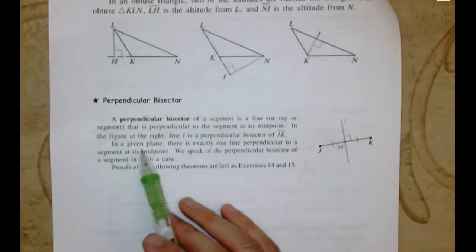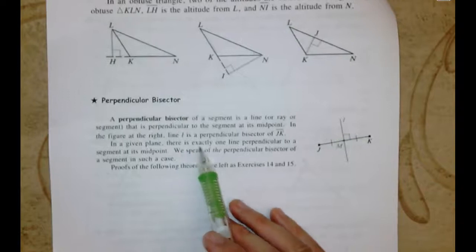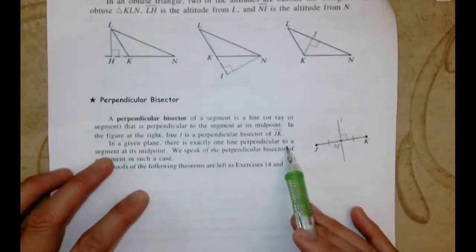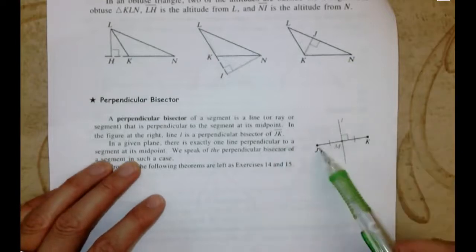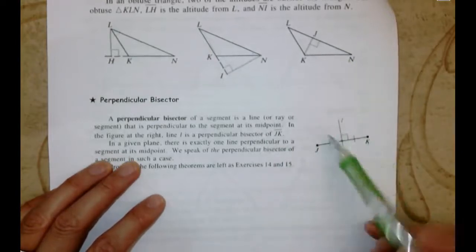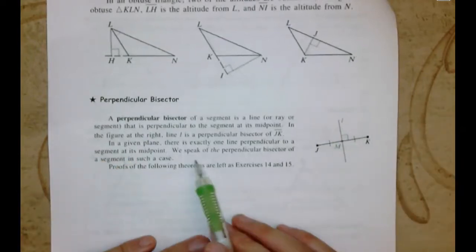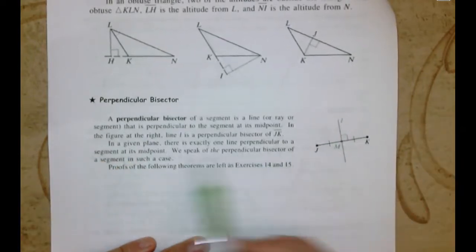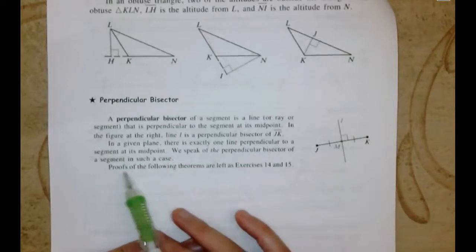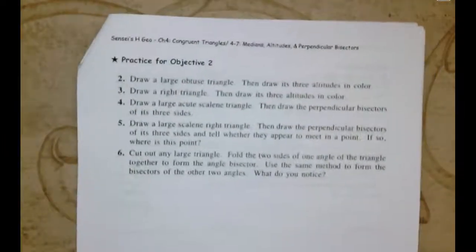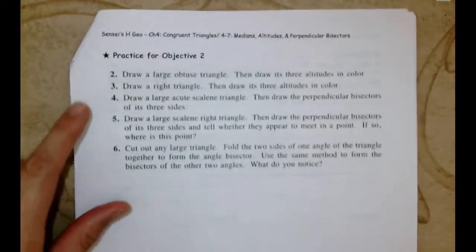And in a given plane, there is exactly one line perpendicular to a segment at its midpoint. If this is the segment, there is only one line that is a perpendicular bisector to the segment. We speak of the perpendicular bisector of a segment. In such a case, proof of the following. Okay. Alrighty, and practice for objective 2.